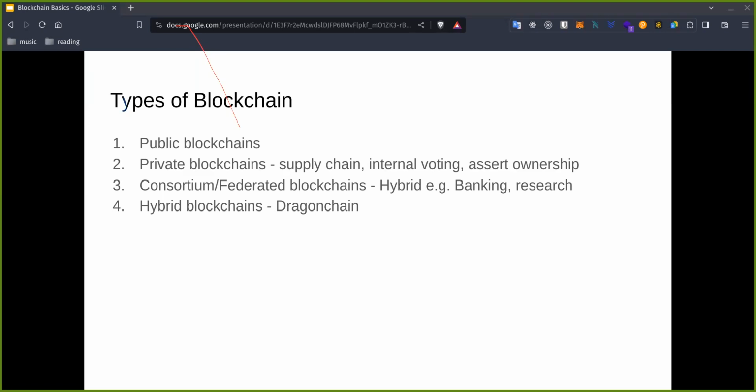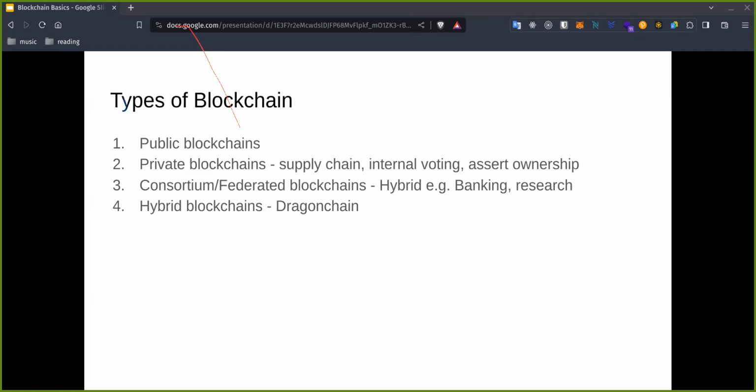Yeah. So real estate tokenization is very powerful. Now, we go to consortium or federated blockchains. Basically, you can think of them as not hybrid per se. I think that's an error in the notes. They are ideally semi-decentralized. They're semi-public, semi-private.